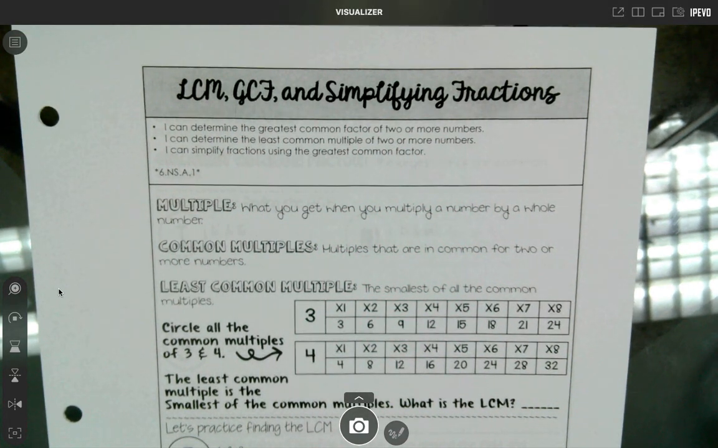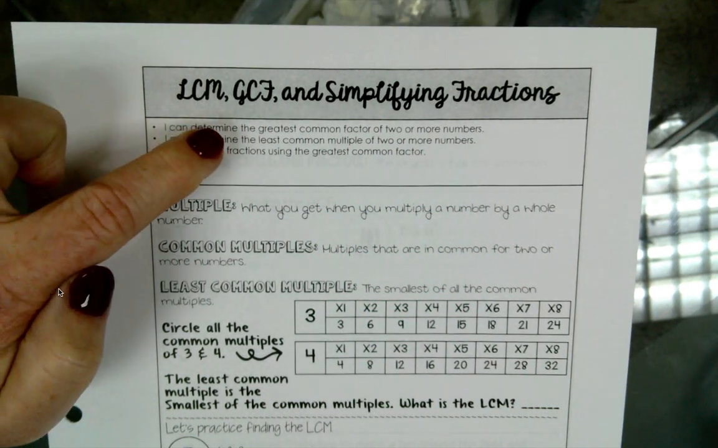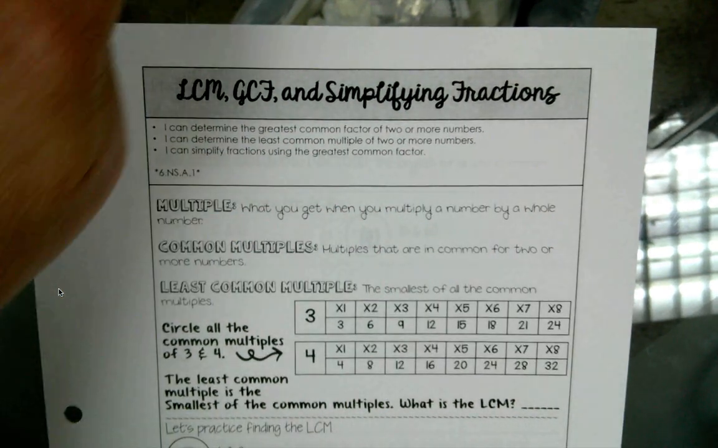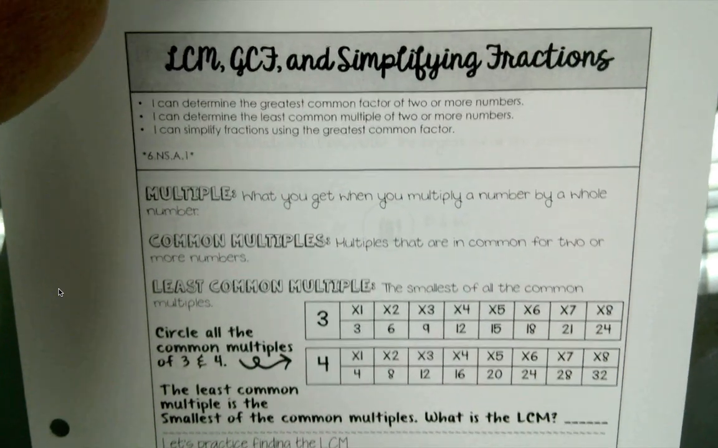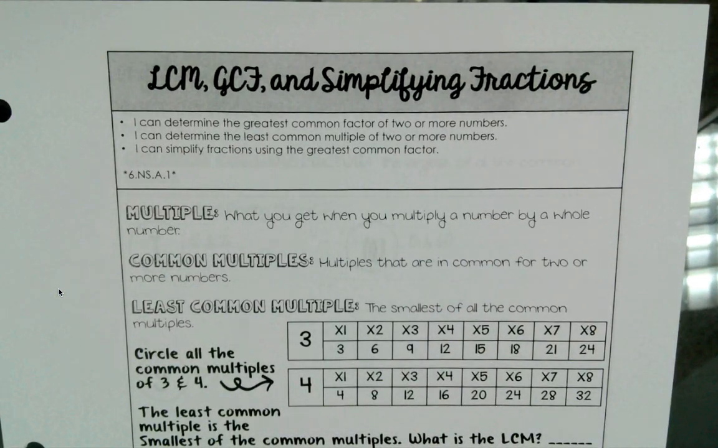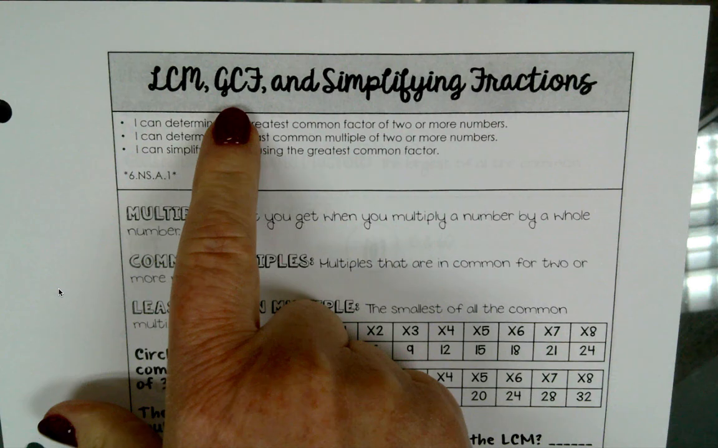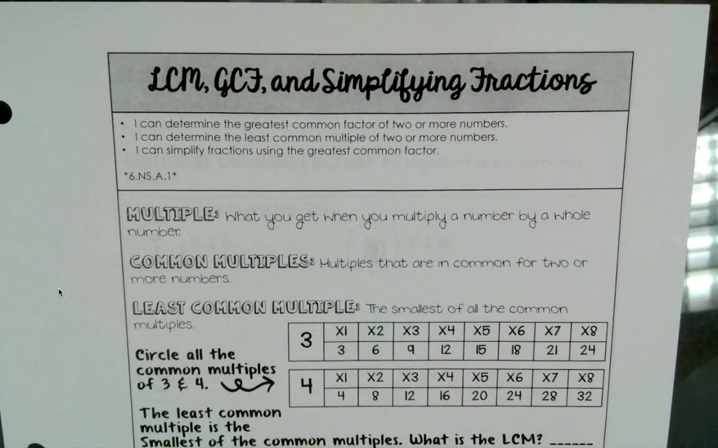Okay, we are doing least common multiple, greatest common factor, and simplifying fractions all in one notes. Now here's the thing, we've been kind of doing this already this year because when we were having to add and subtract fractions, we had to find common denominators where we were looking for least common multiples. And then when we were simplifying, we were dividing by the greatest common factor. So this is going to be quite a review.